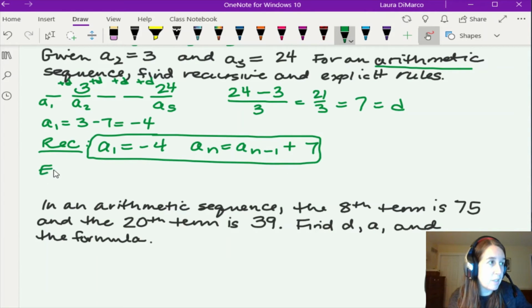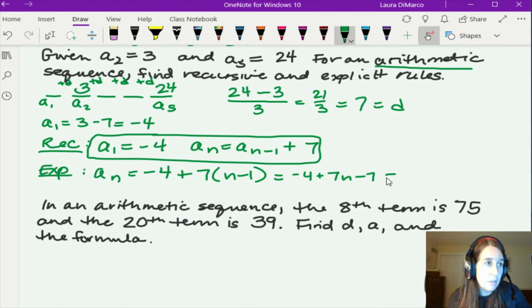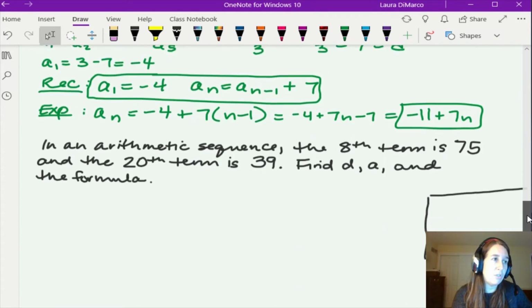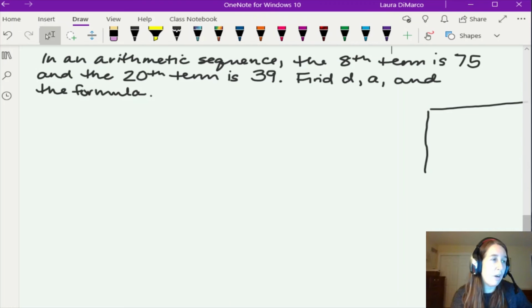And for our explicit rule, we have a sub n is equal to -4 plus 7 times n minus 1. Okay, which if we want to simplify that, that's -4 plus 7n minus 7. So that is equal to -11 plus 7n. Okay, not so bad.